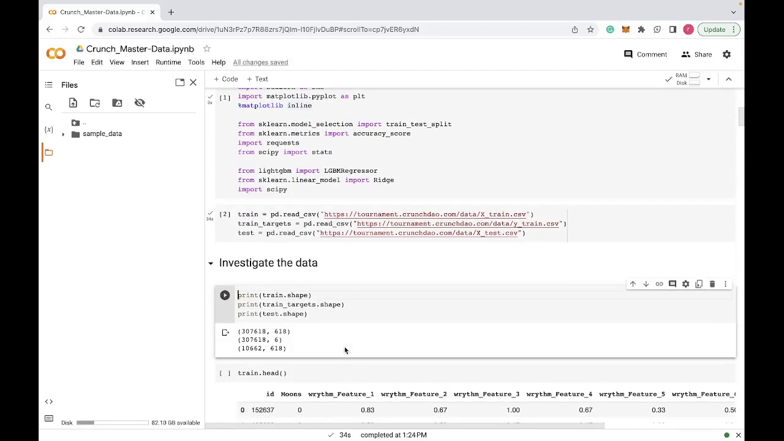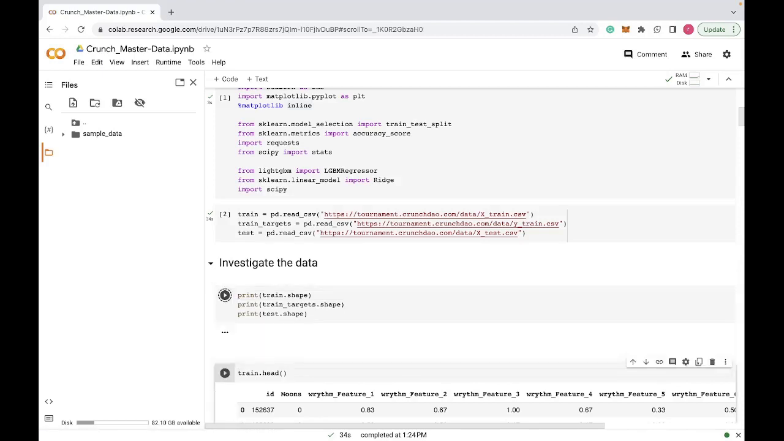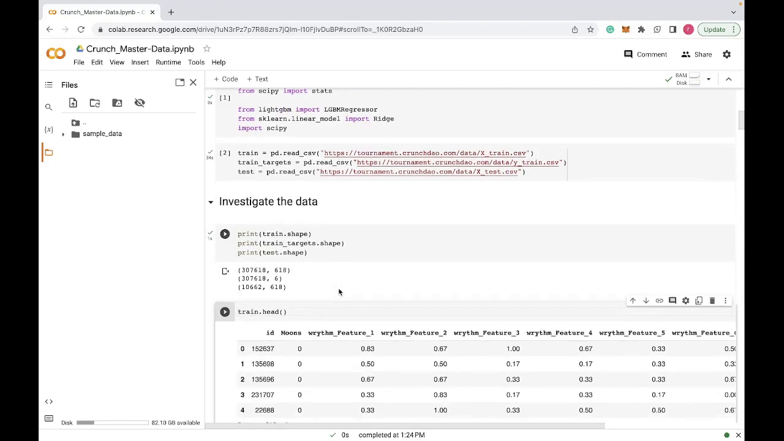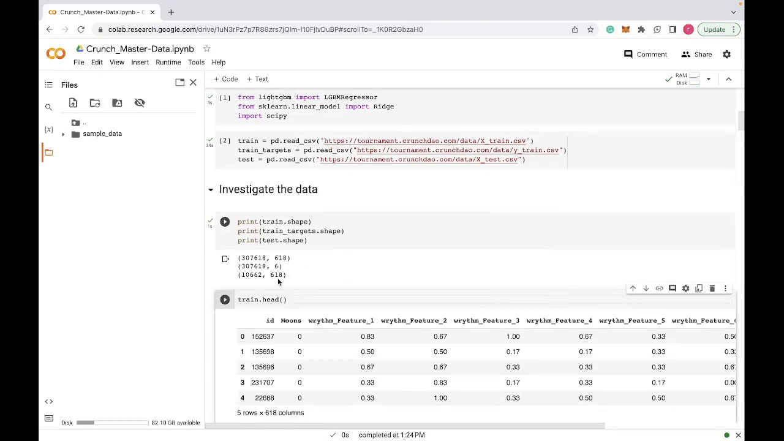Now we want to investigate our dataset. What do we mean by investigating data? We want to know the shape of our data. We want to check if there are missing values. We want to check if there are duplicate values. So the shape of our data mainly consists of 300,000 rows and 618 columns, and we also have our train target, which only has 6 columns, and our test data is less than 15,000.